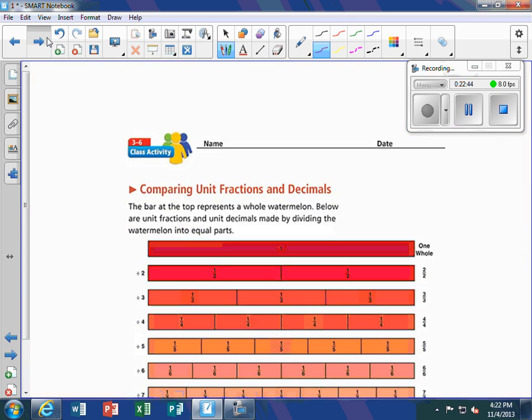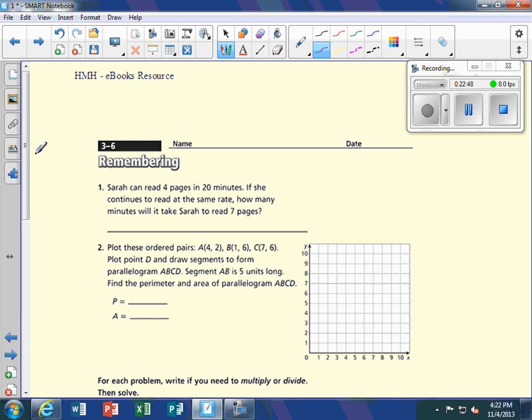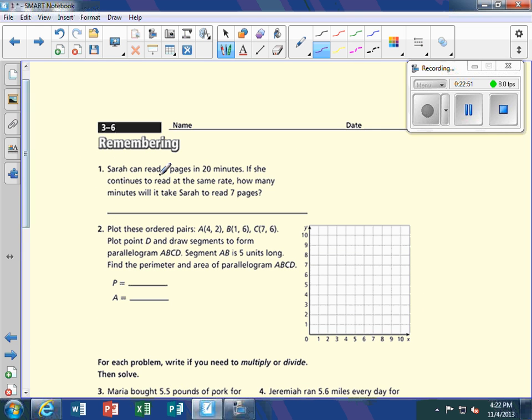And then on 3.6, remembering, looks like we have problems like Sarah can read 4 pages in 20 minutes. If she continued to read at the same rate, how many minutes will it take her to read 7 pages? So 4, 7, looks like it's a factor puzzle. And then 20, and then you have to solve. All right, so tomorrow in class you'll work on 3.5 and 3.6.